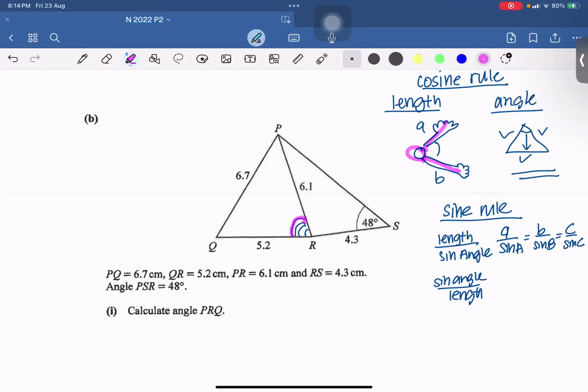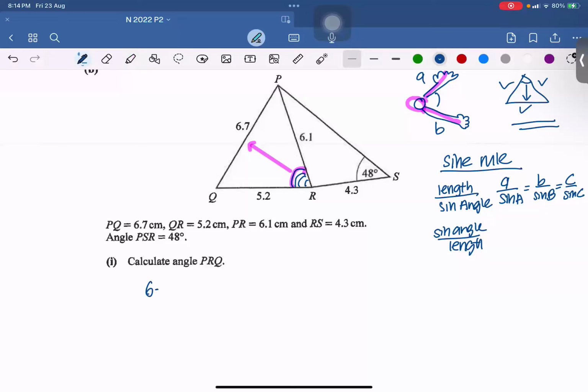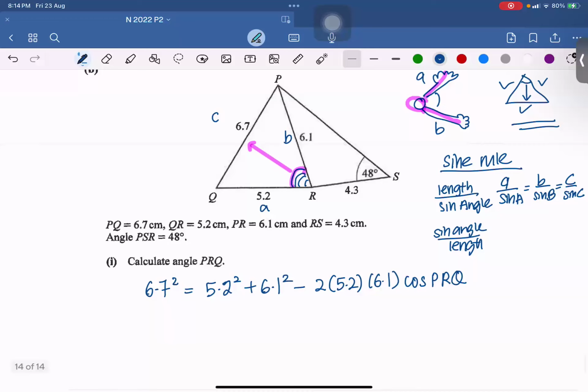6.7. Correct, 6.7. So my cosine rule must start with the side opposite to the angle. So it will be 6.7 square. This will be my C. This will be my A. This will be my B. So C square equals A square plus B square minus 2AB cosine angle PRQ.